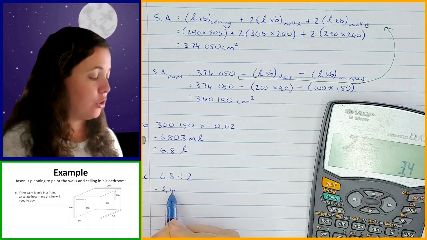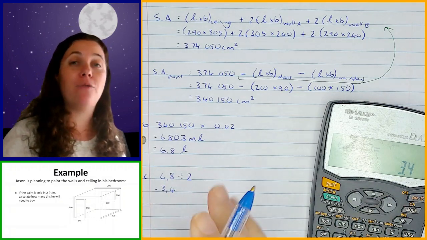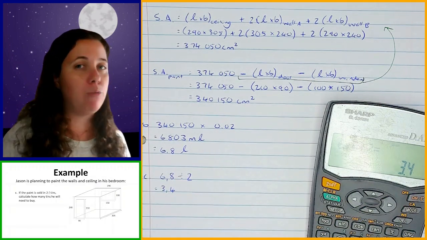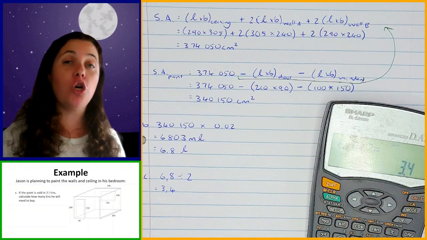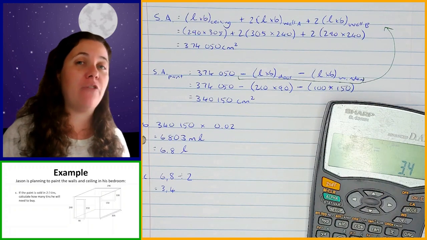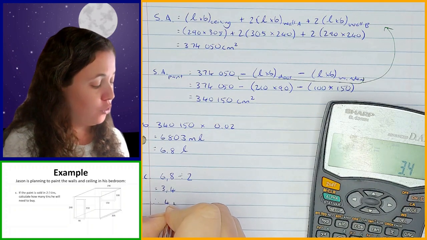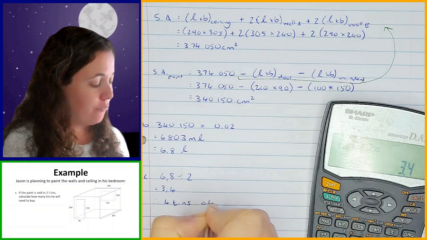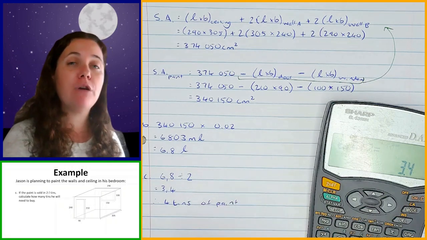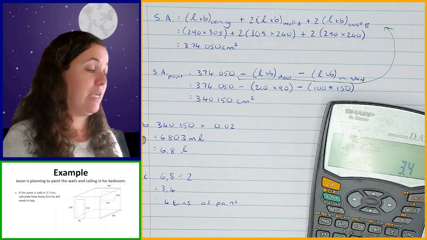Okay, so now we know that he needs 3.4 tins, but you can't buy 3.4 tins from the shop. He can't only buy 3 tins, because then he won't have enough paint. So we have to round this up. So therefore, he's going to need 4 tins of paint. Okay, we have to round it up, because 3 tins isn't going to be enough.